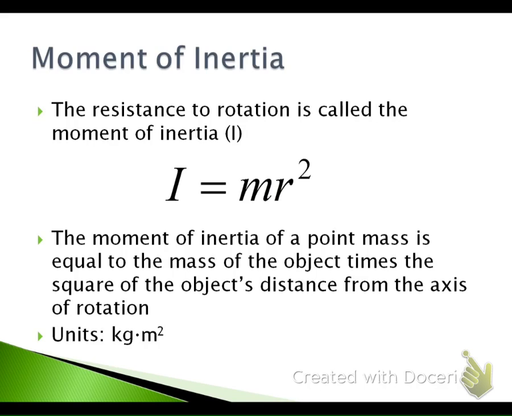The units for moment of inertia are kilogram times meters squared. Mass times radius squared would give us the obvious units of kilogram times meter squared, which means our mass always needs to be in kilograms. Our radius always has to be in meters.